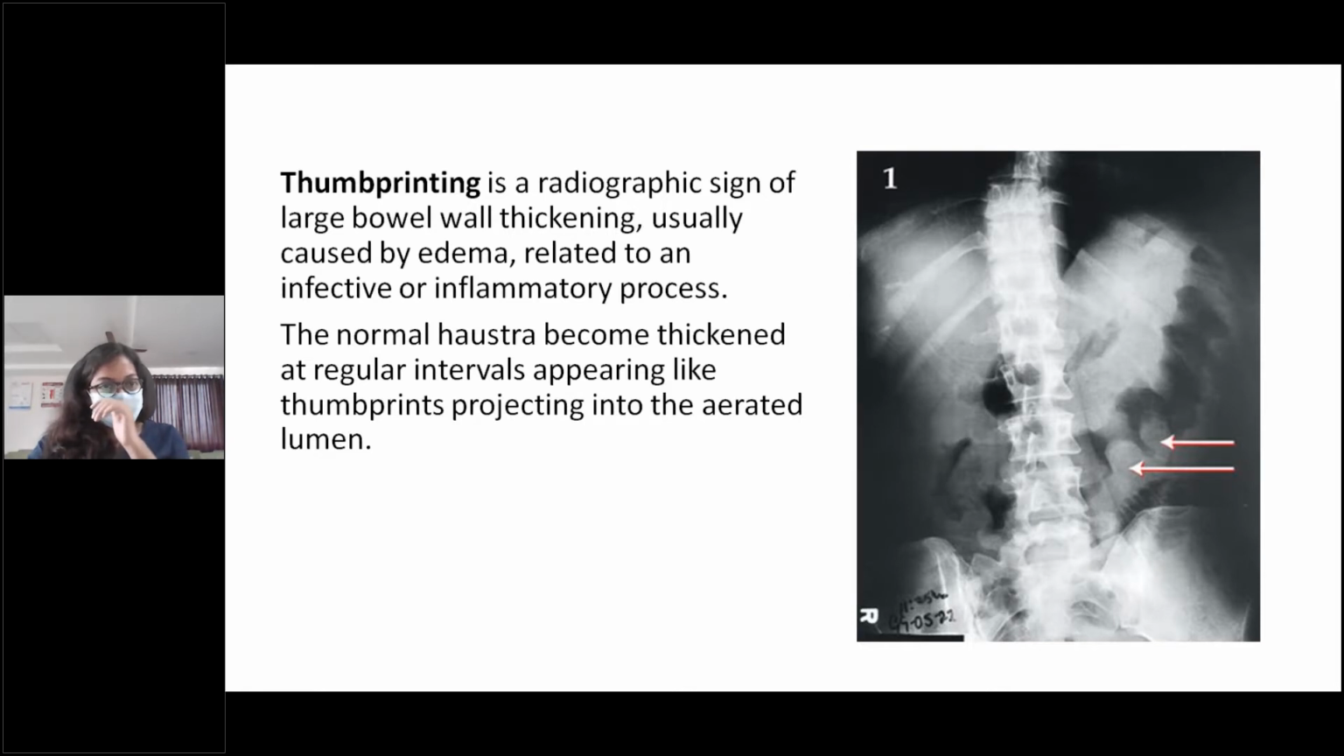This is the thumbprinting sign of the large bowel wall thickening, usually caused by edema related to an infective or inflammatory process. The arrows indicate the thumbprinting sign. The normal haustra become thickened at regular intervals, appearing like thumbprints.